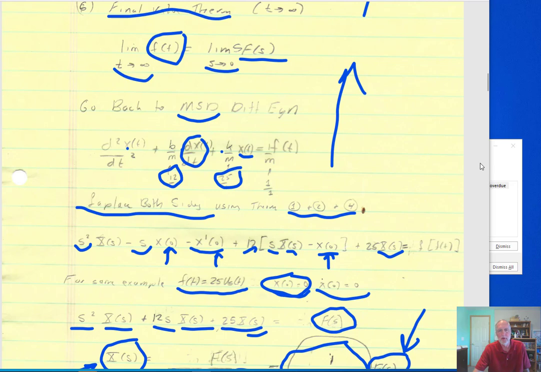All right, this is part 2 of the Laplace transforms differential equations lecture. At the end of last time, we had solved this differential equation here by Laplacing both sides. We put in the number 12 here and 25 here, and we're putting in a step input of 25 here. So we Laplace both sides.